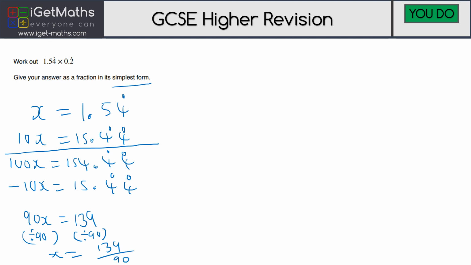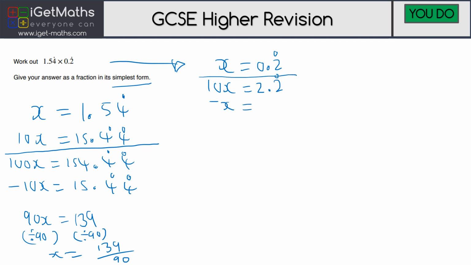We're going to do the second one, and x would equal 0.2 recurring. A 10x would equal 2.2 recurring, and if we subtract the x from the 10x, that would give us 0.2 recurring. 10x minus x will give us 9x, and 2 take away 0 is just 2, and the 0.2 recurrings cancel out. Divide by 9 on both sides. That will give you x is equal to 2 over 9.